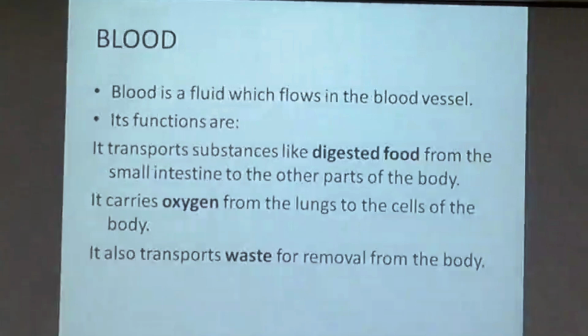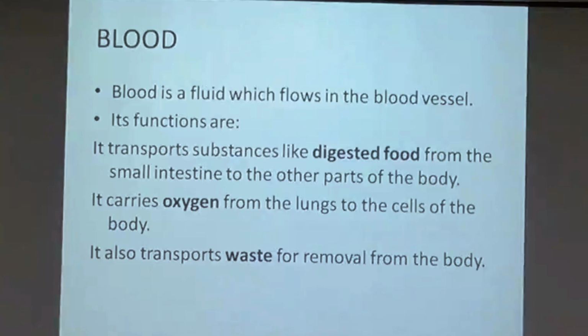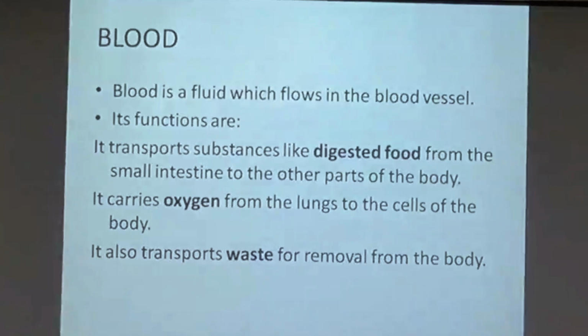So what is blood? Blood is a fluid which flows in our blood vessels. Its functions are, it transports substances like digested food from small intestine to other parts of the body. It also carries oxygen from the lungs to the cells of the body. It also transports waste for removal from the body.